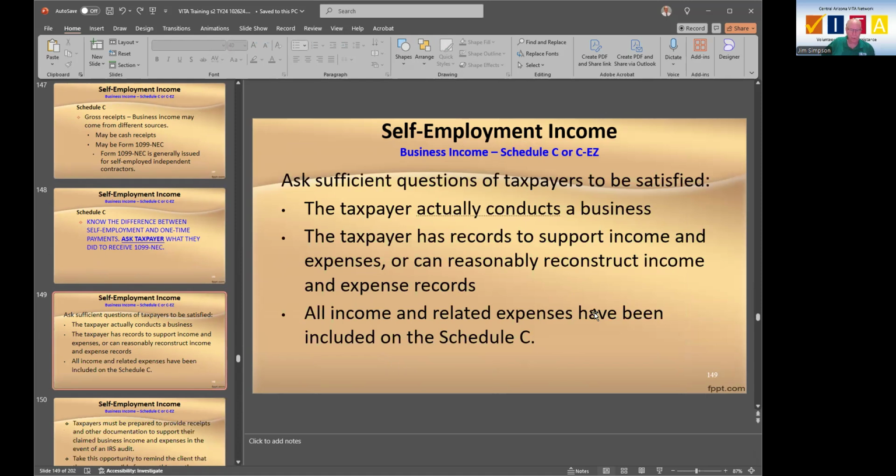Ask sufficient questions. Did you really conduct a business? Do you have records to support income and expenses, or can you reasonably reconstruct the income and expense records? We get lots of people who come in here and they realize, yeah, okay, I've been running a business. Yeah, I've been spending a lot of money. They haven't kept records. And sometimes we've got little forms we can give them to help them count it up. And sometimes we send them away and say, hey, go look through your credit card statements or bank accounts and find all of these places, because this can really help your tax situation, right? And then we report these income and expenses on Schedule C.